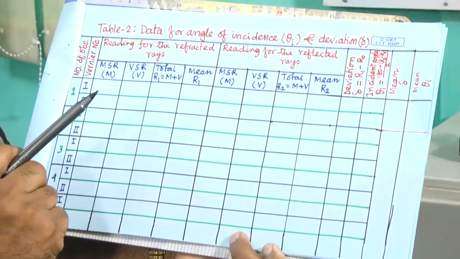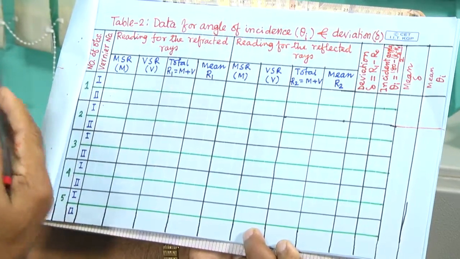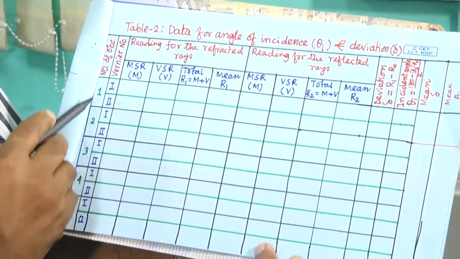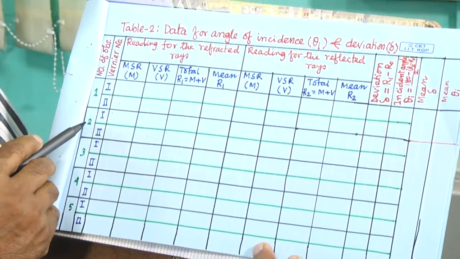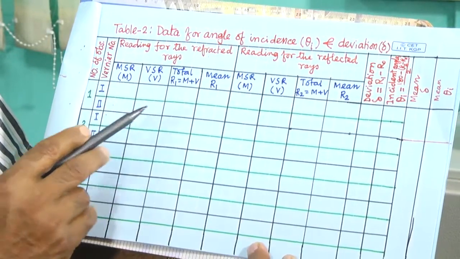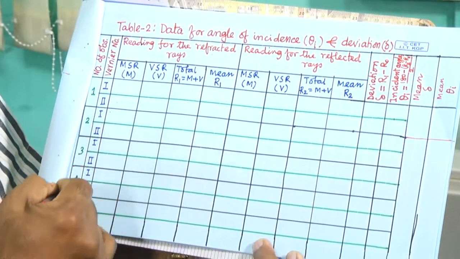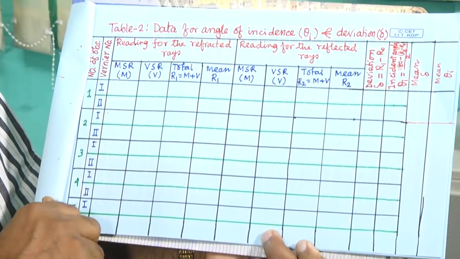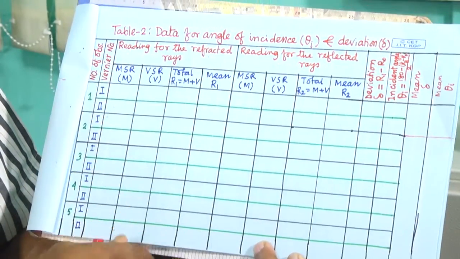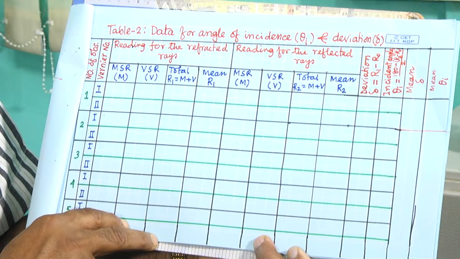Then I will rotate the prism slightly, so I get the second position of the prism, meaning the next incident angle. I will take the second observation, again taking vernier 1 and vernier 2 readings for reflected rays and refracted rays. That way we will continue these 5, 6, 7 observations for different positions of the prism, meaning different incident angles. So I will stop here. Thank you.